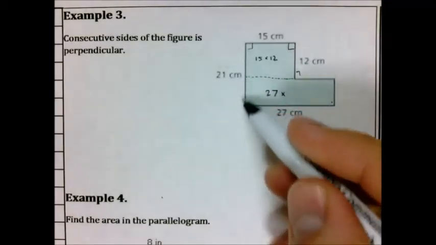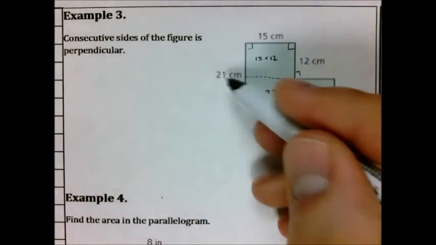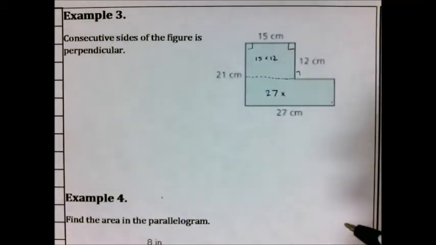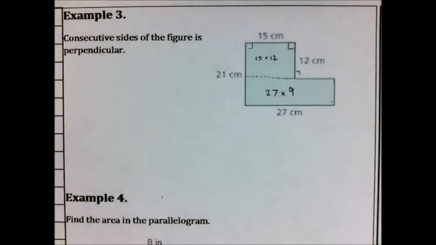However, we know because this whole section is 21 centimeters and this is 12 centimeters, we can just subtract those to figure out that that's just going to be 9 centimeters. 27 times 9 then. Alright, so now this is just simple algebra, or math, right?